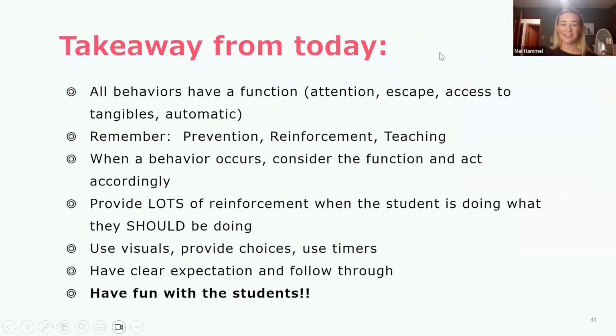Okay, so takeaway from the last 2 weeks. It's been so much fun working with all of you. All behaviors have a function. I love when somebody comes to me and says, oh, they just started hitting me for no reason. I'm like, there's always a reason. You just don't know what it is yet. And the same way with you guys, there's always a reason. You're just going to figure it out and you're going to be able to.